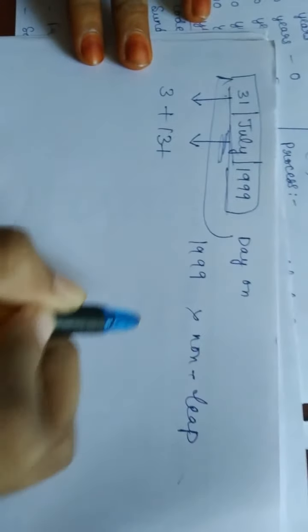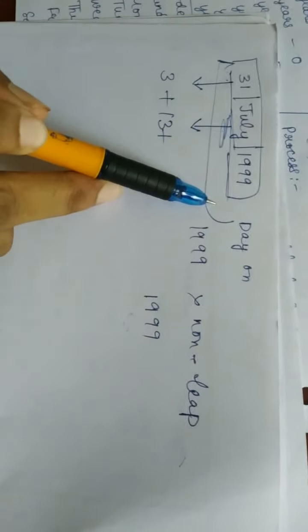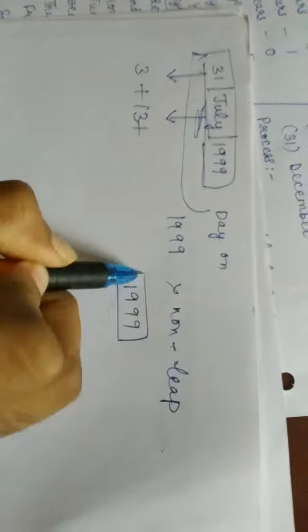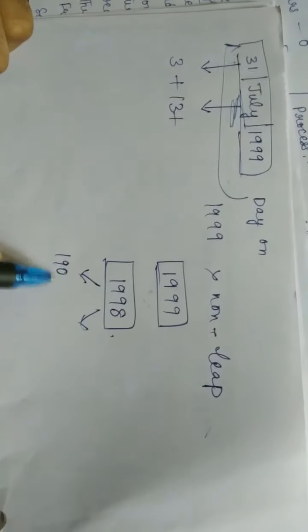Next, coming to 1999. As I have already told you for the month of July, that July is not yet completed. The same thing happens with 1999. The year 1999 is not yet completed. It is completed only after December 31st. So before 1999, how many years are completed? 1998 years were over. This can be split this way, like 1900 and 98.